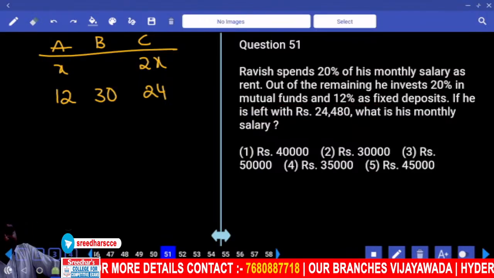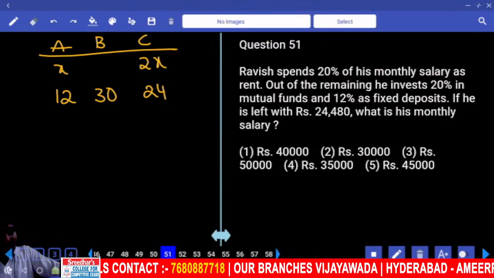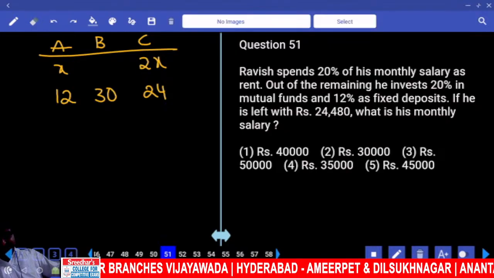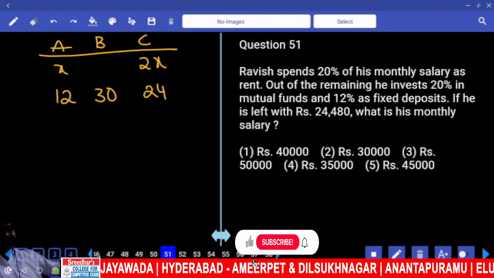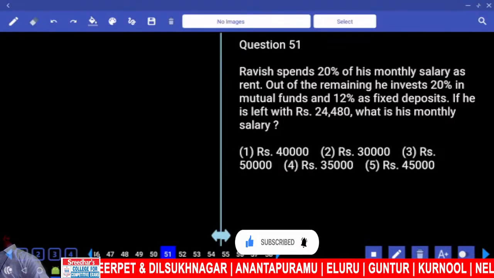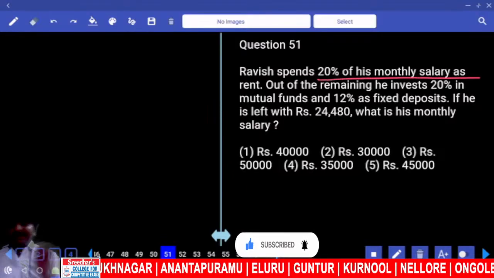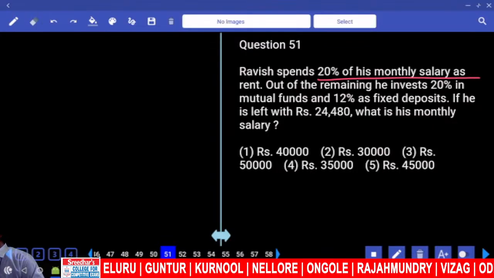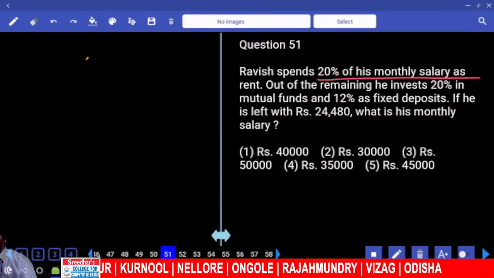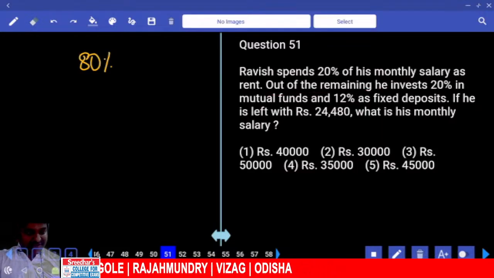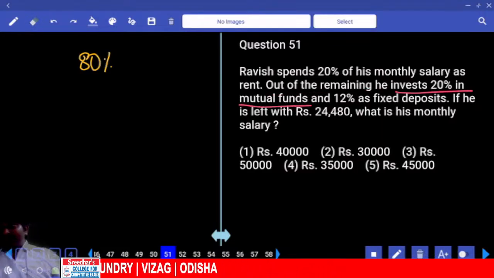Ravish spends 20% of his monthly salary as rent. Out of the remaining, he invested 20% in mutual fund and 12% in fixed deposit. If he is left with 24,480, what is his monthly salary? Okay, let's start with monthly salary as 100%. 20% paid towards rent. That 20% is calculated on 100%. How much is remaining? Very good. 80% is remaining. Out of the remaining, which is 80%, he invested 20% in mutual fund.